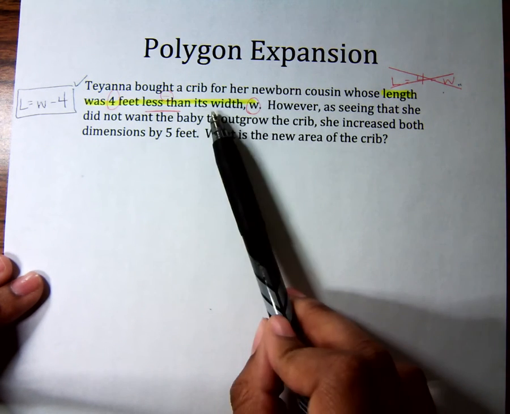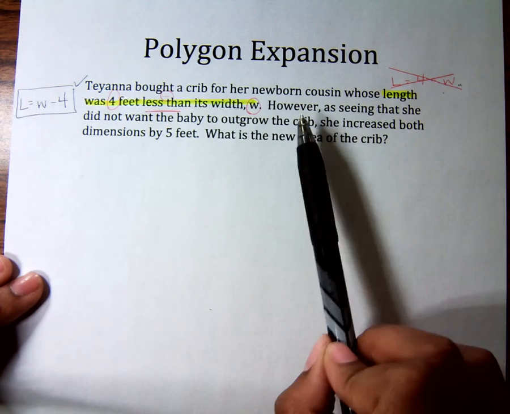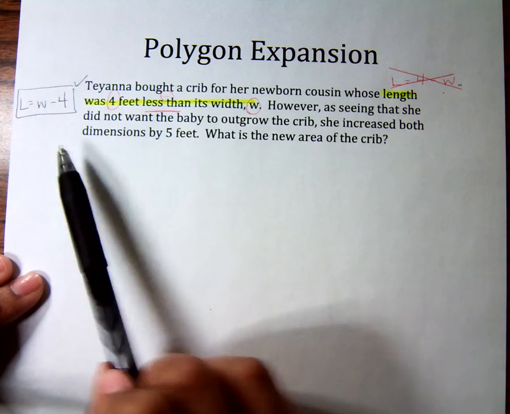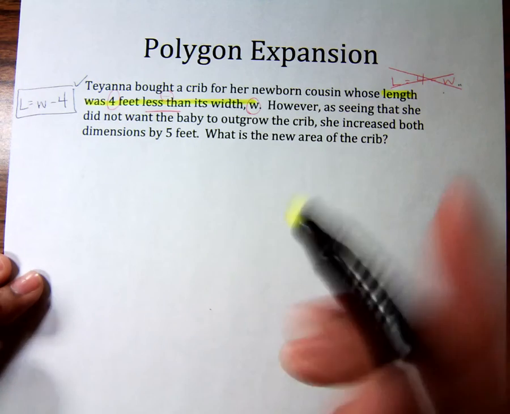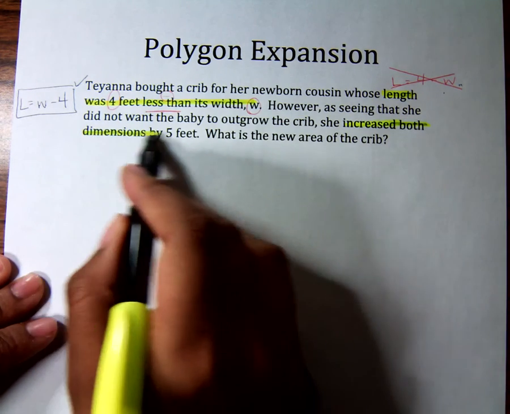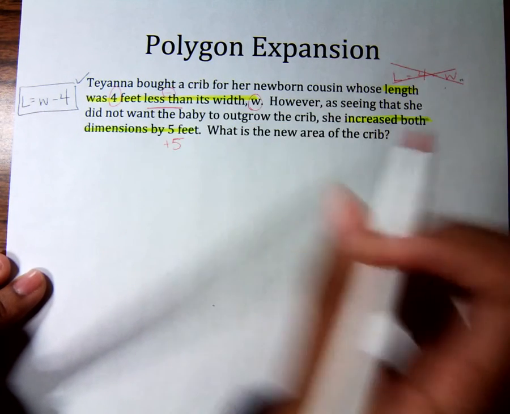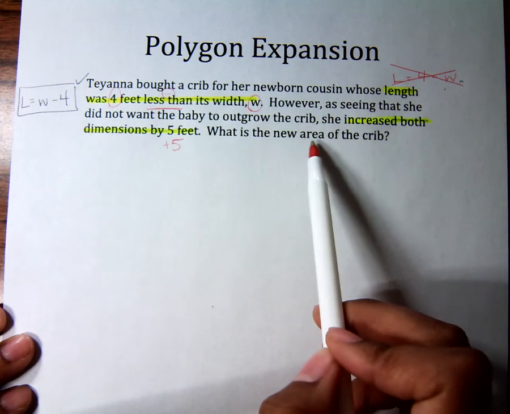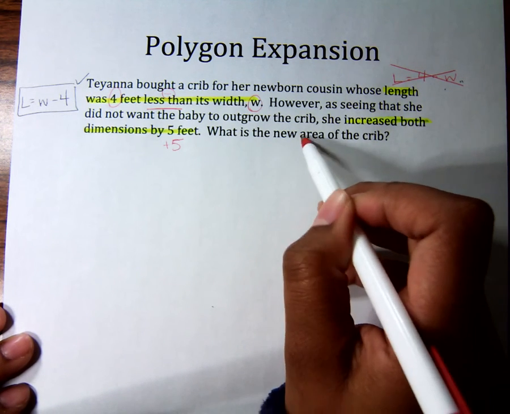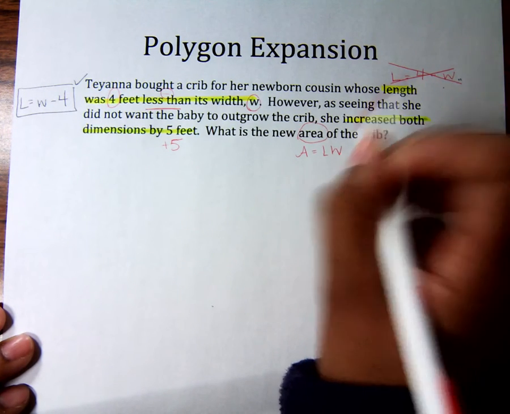So let's move on. So Tiana has this crib, and she bought it for her newborn cousin. However, seeing that she did not want the baby to outgrow the crib, she increased both dimensions by 5. Increase means to expand. She is making the crib larger, and it's by 5. So I'm going to put a plus 5 here. What is the new area of the crib? So because I already know that it is a rectangle and I already know that I want to find the area, I'm just going to quickly write the formula area equals length times width below.